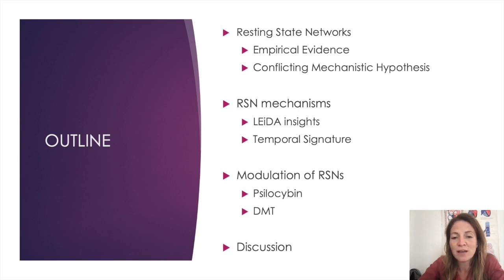So briefly, I'm going to go over some empirical evidence of resting state networks and discuss these conflicting mechanistic hypotheses. And then I will show some results, some insights I've been gaining with the leading eigenvector dynamics analysis into the temporal signature of these resting state networks, and also how they can be modulated by different psychoactive drugs, such as psilocybin and DMT.